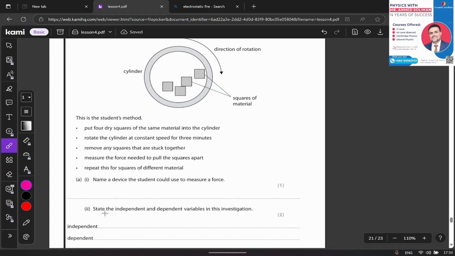Put 4 dry squares of the same material into the cylinder. Rotate the cylinder at a constant speed for 3 minutes. Remove any squares that are stuck together. Measure the force needed to pull the squares apart. Repeat this for squares of different material. Name a device that students could use to measure a force. Newton meter. Bara?